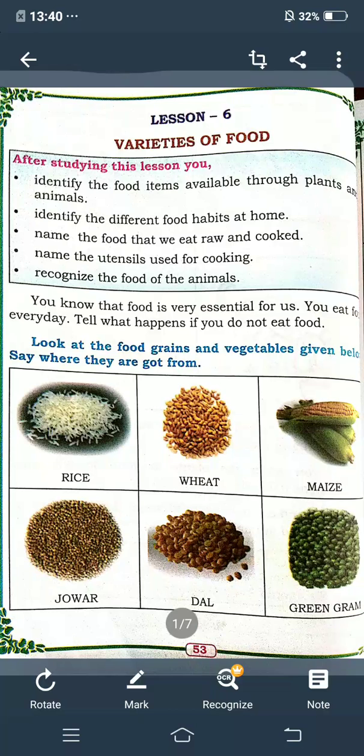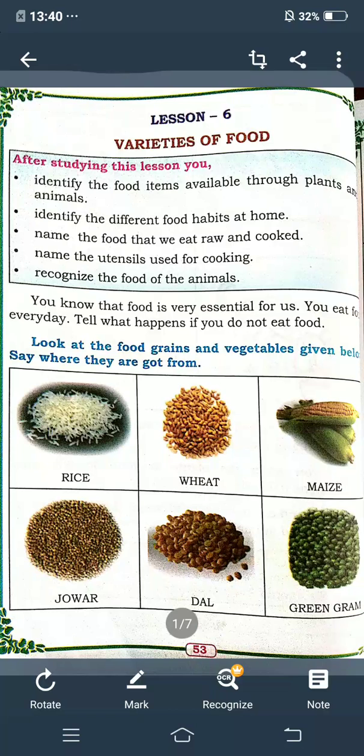You know that food is very essential for us. You eat food every day. Tell what happens if you do not eat food. So children, you all eat food every day. If you won't eat food, what will happen? We will die of hunger.